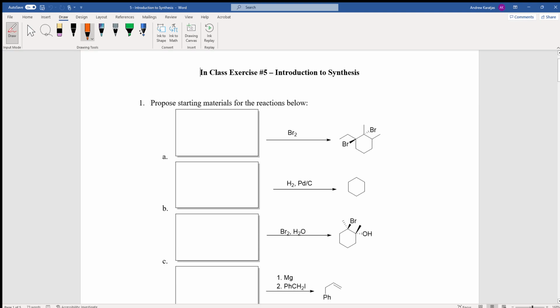So now to start our practice on our intro to synthesis problems. Before we do this, it's a good opportunity to remind us, now that we've started to learn a fair number of reactions and as we get into synthesis, that many of these questions will often have the possibility of having more than one correct answer. Not all of them.